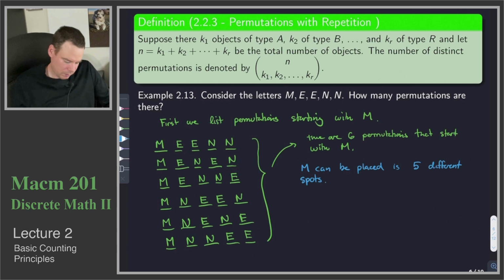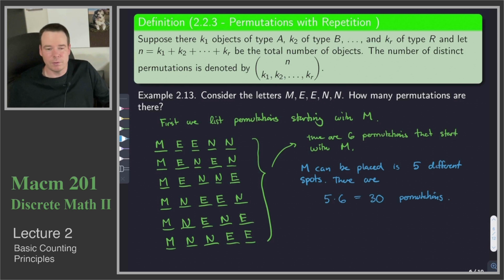So we have that there are 5 spots to put the m times 6 ways to arrange the e's and the n's accordingly, or 30 permutations. We've listed 6 of them, but from those 6 we've got the idea that there are actually 30. So that's one way we could do this. We started with the list and then we sort of extended from there.